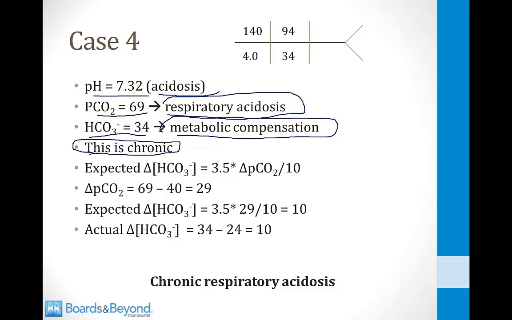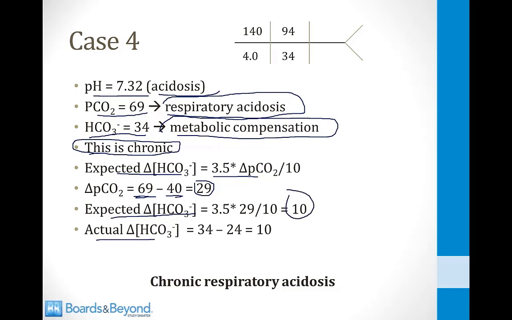So we believe this is a chronic respiratory acidosis, so we're going to use the chronic compensation equations that I talked about in the other modules. For chronic respiratory acidosis, the expected change in bicarbonate is 3.5 times the change in PCO2 over 10. Well, the change in PCO2 is 69, which is the patient's PCO2, minus normal of 40, or 29. That's our change in PCO2. So the expected change in bicarbonate is 3.5 times 29 divided by 10, and that works out to be 10.